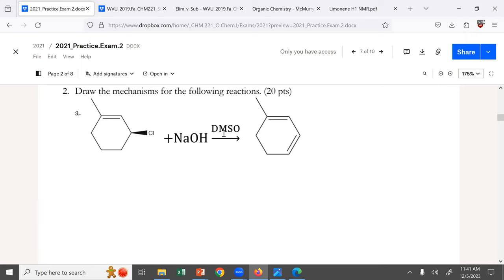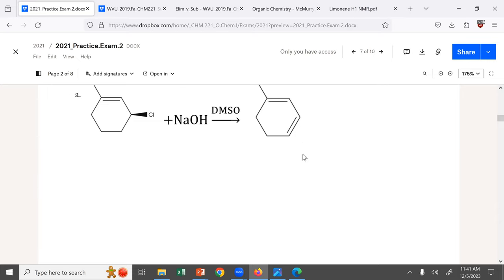I say just draw the mechanism. You have to use the information. Oh, that's a strong base, strong nucleophile, but I will give you the product. So for this one, we can look and say, okay, well, I know it's not SN2 or SN1 because it's an elimination product. So elimination product, is it going to go E1 or E2? You have to kind of make that call, but I'm going to give you the product for it. And then you draw the arrows.